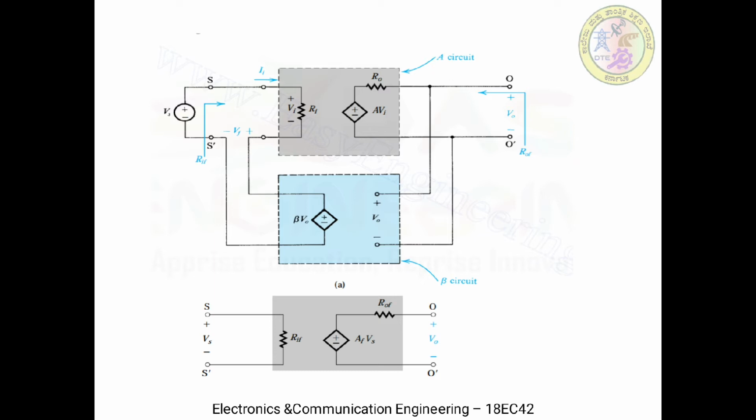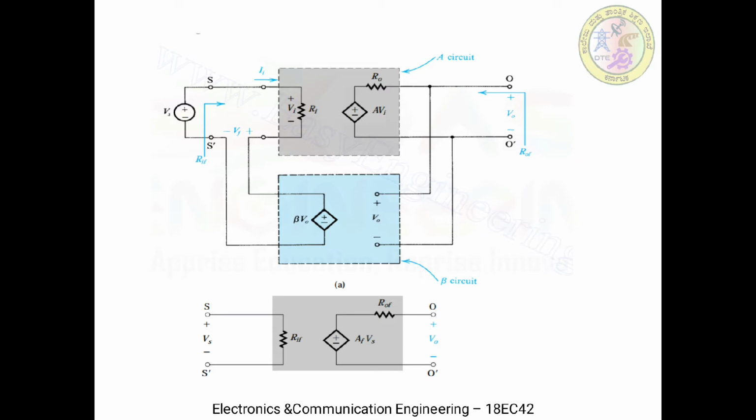Also, one more assumption is there. That assumption is that the beta circuit present here will not load the A circuit. That is, by connecting this beta circuit, it will not change the value of the amplifier gain A. Now with this basic information as shown in figure A, we will try to write some of the expressions which are going to relate the feedback gain AF with the amplifier gain A.